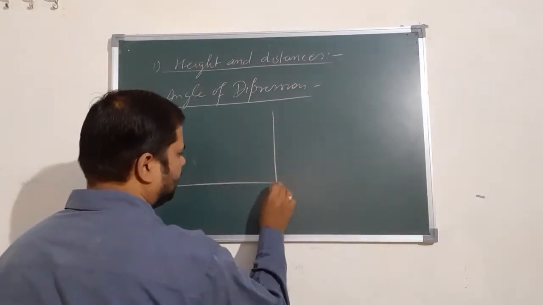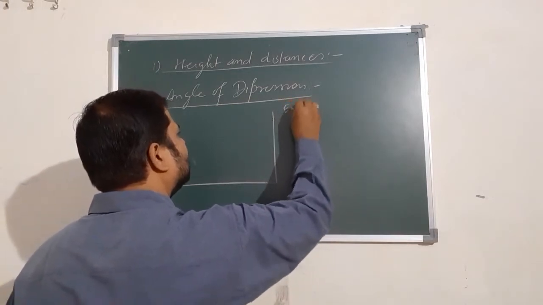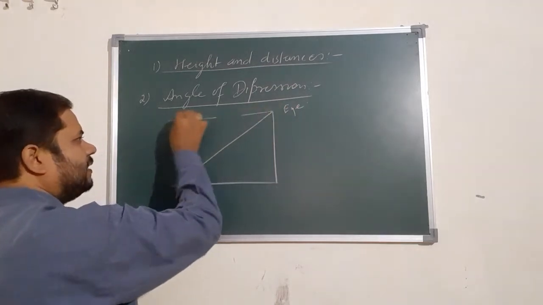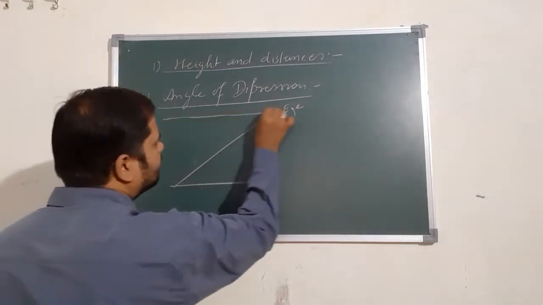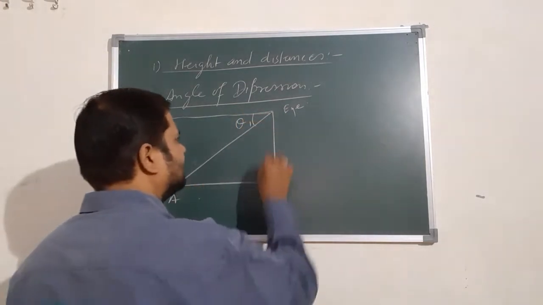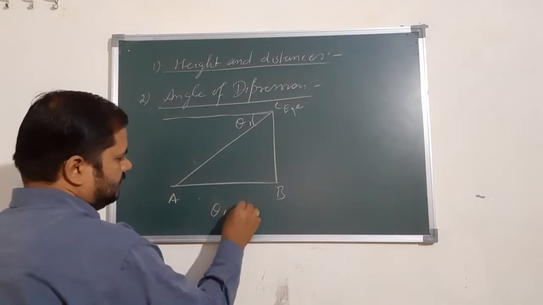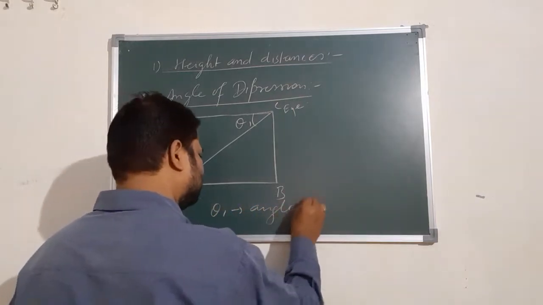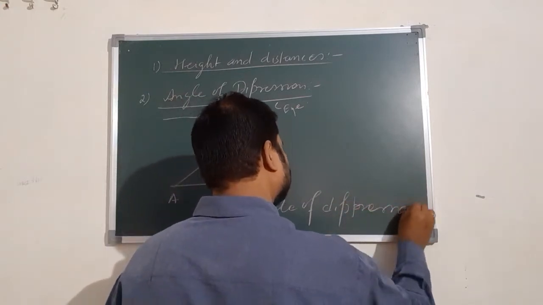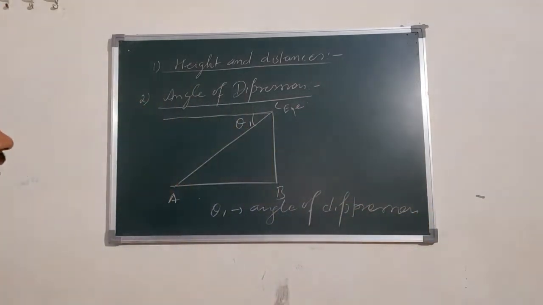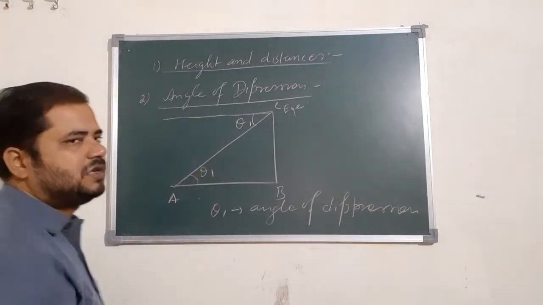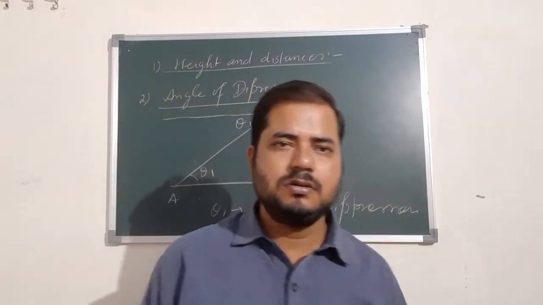Suppose now observer is there and this particular point makes an angle. Suppose this is theta 1, then theta 1 is known as angle of depression. Okay, and as you know, these two lines are parallel and this angle is also theta 1. Understood?